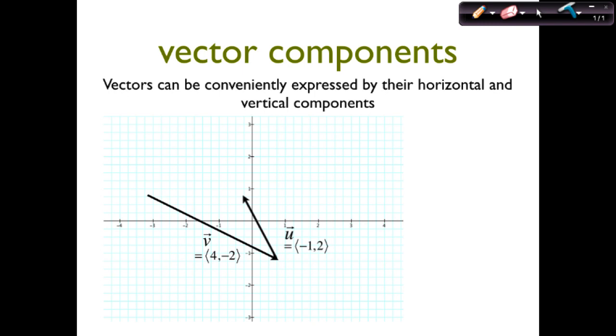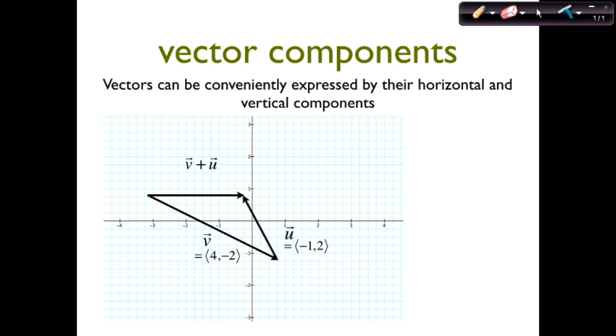I'm setting up for v plus u, right? So the way I've drawn the picture, this would set up for v plus u. First v, then at the tip of v, put the tail of u. So I'm setting up to find v plus u, not u plus v, right? So what would v plus u be?